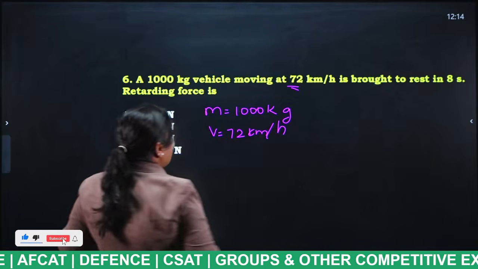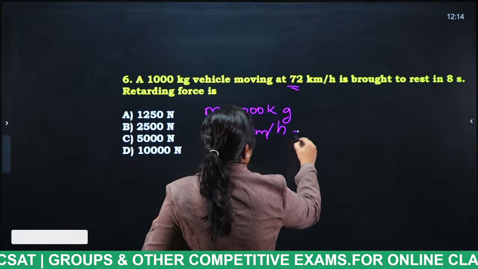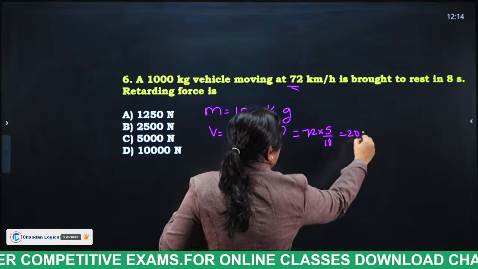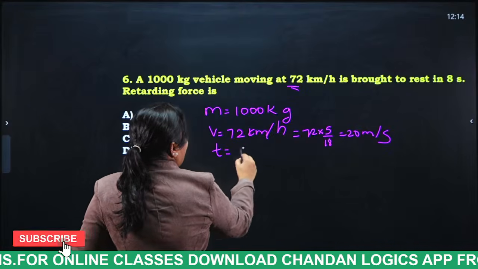So what do we have to convert this into? We have to convert this into meters per second. So how to do this? 72 into 5 by 18, that is equal to 20 meters per second. And finally, t is equal to 8 seconds.